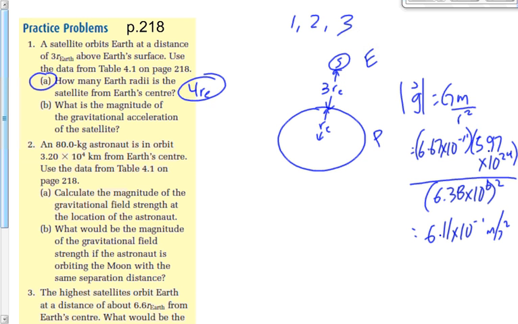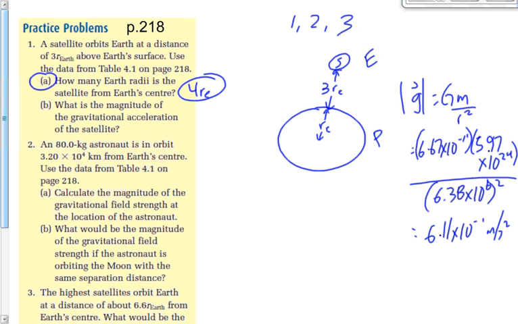Could you use something different? What other set of units could I use for gravitational acceleration or gravitational field? Nathan, number 2. Newtons per kilogram. 6.11 times 10 to the minus 1 newtons per kilogram. Listen, 4 times the radius of the Earth, that's a long way from the surface of the Earth. We would expect gravity to be small at that point above the surface of the Earth.